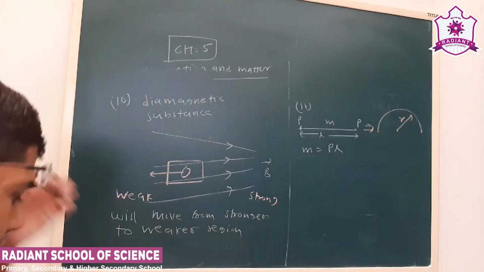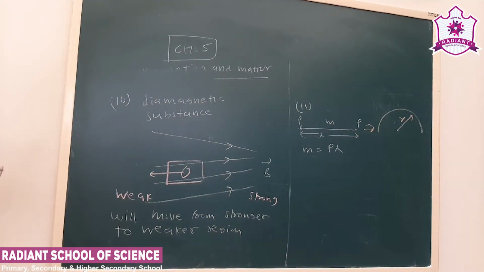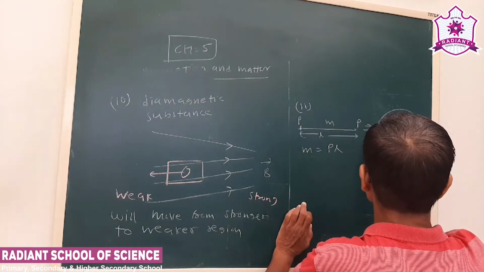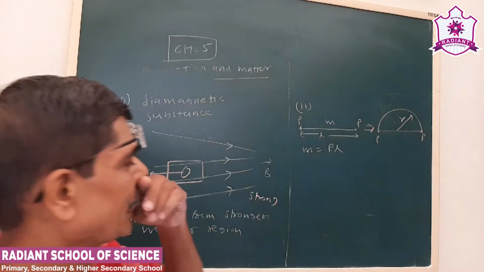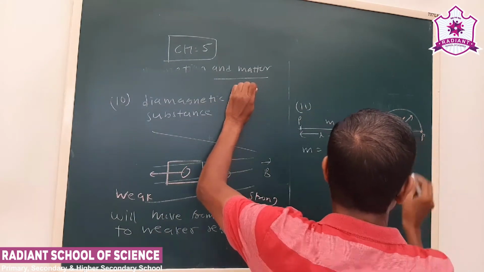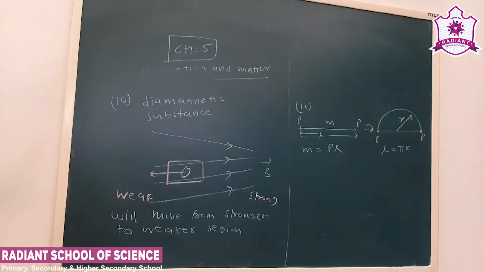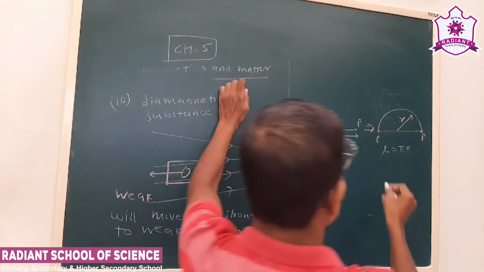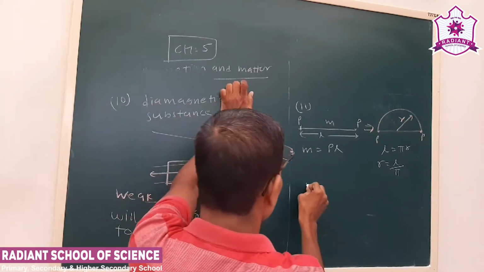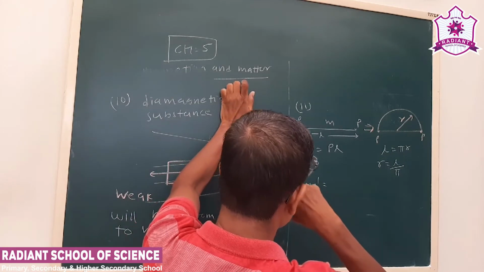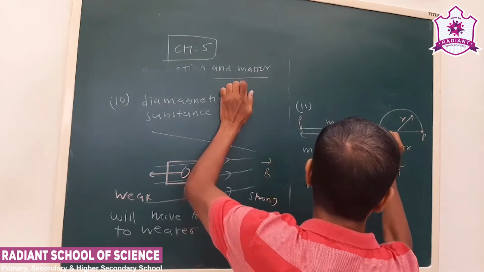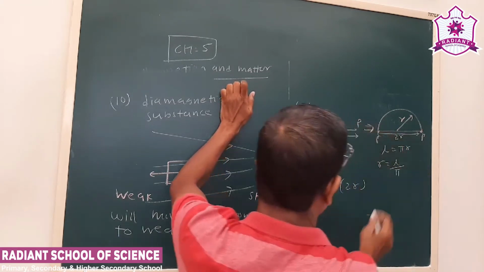Okay, see what will be the new dipole moment. Now see here we will have two poles. Like this. Now see here L is equal to pi r, that is the circumference of the semicircle. So R is equal to L upon pi. Now see our new dipole moment M dash will be P into 2R. Why? The distance between the two poles will be 2R.